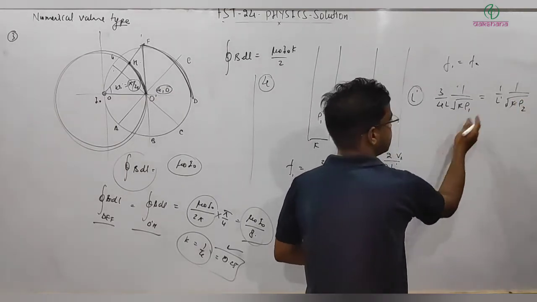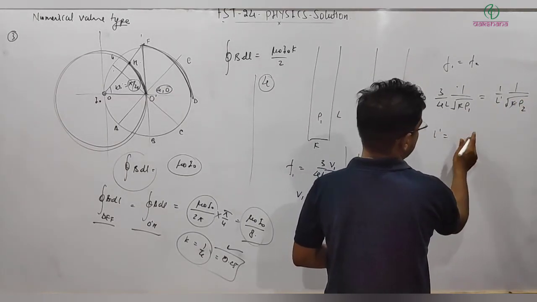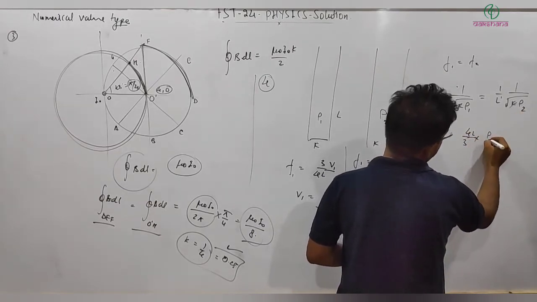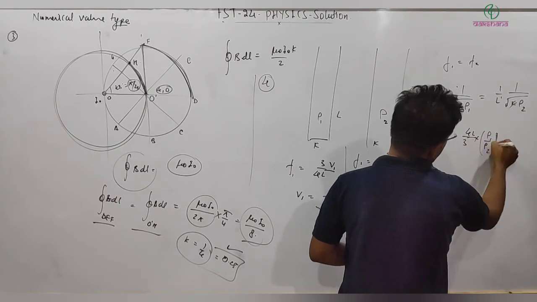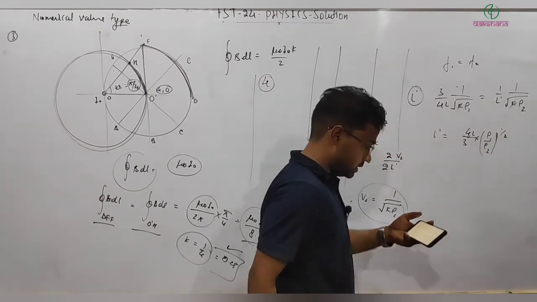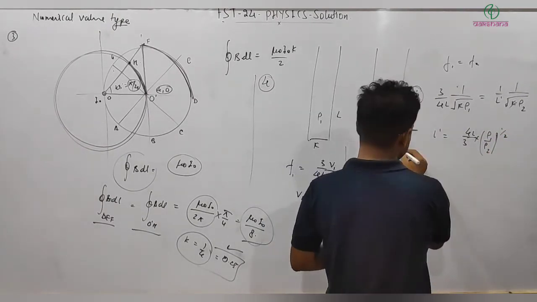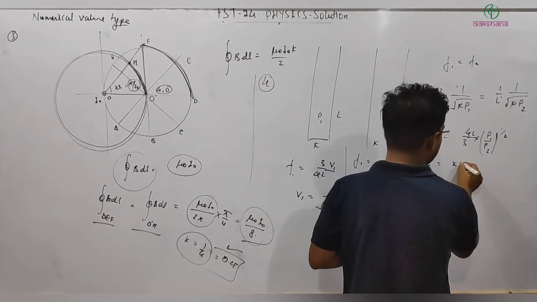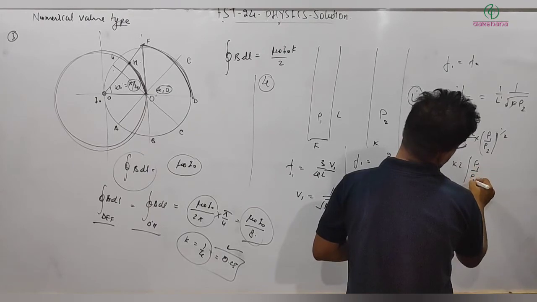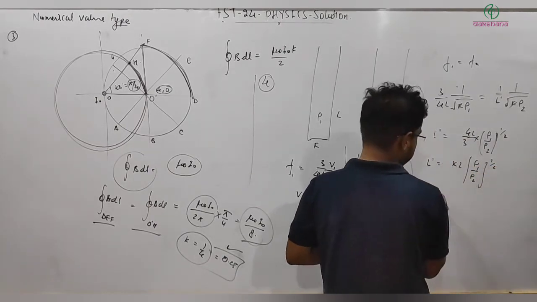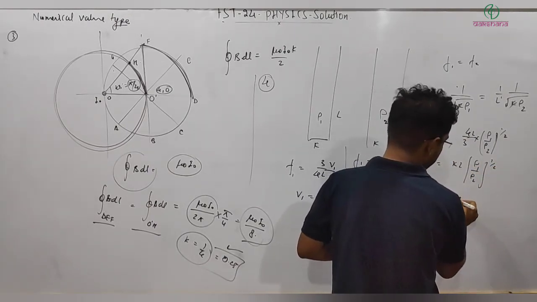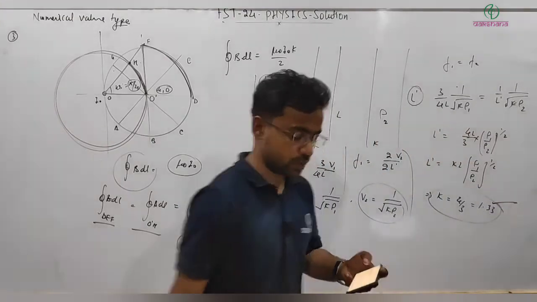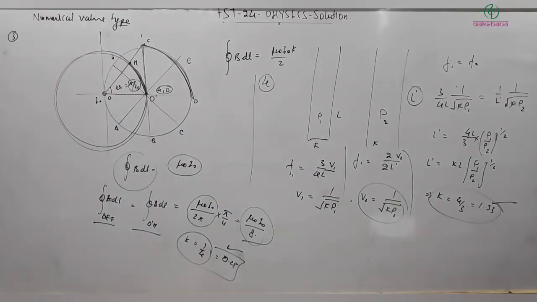Under root K cancels, and we need L prime, so L prime is equal to what? 4 by 3 L multiplied by rho 1 by rho 2 under root, power half. So this implies L prime, comparing it with K L rho 1 by rho 2 to the power half, we are getting simply K as 4 by 3, that is 1.33. This is the answer for question number 4. Similarly, next question number 5.